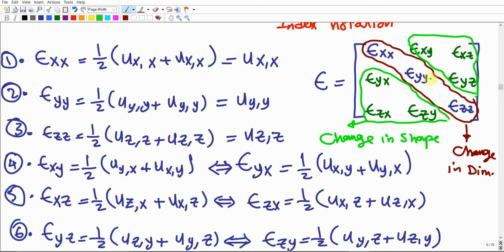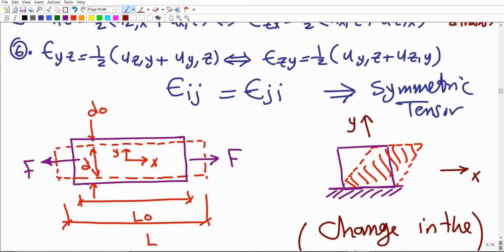So that's why we call these components the shear strains. These components are commonly known as the shear strains, and these components are commonly known as the normal strains. So you should understand here that the normal strain describes a change in dimensions, but the shear strain describes a change in the shape of the object.